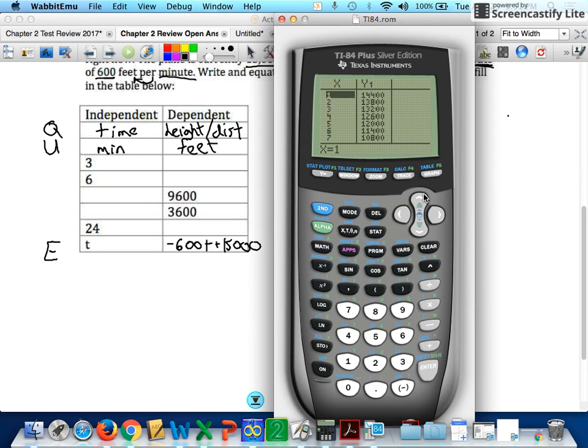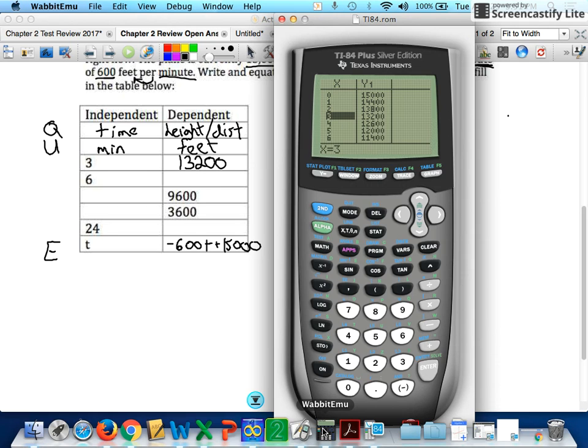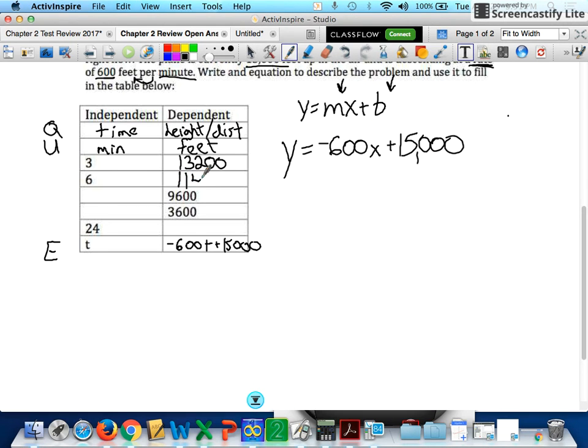Well, my graph doesn't need any of those numbers to start with. Oh, there's one we need. We need 3. Here at 3, it's at 13,200 feet. At 6, we are at 11,400.